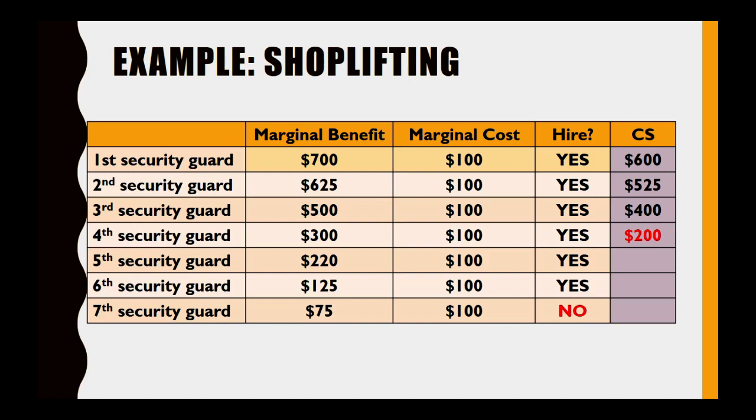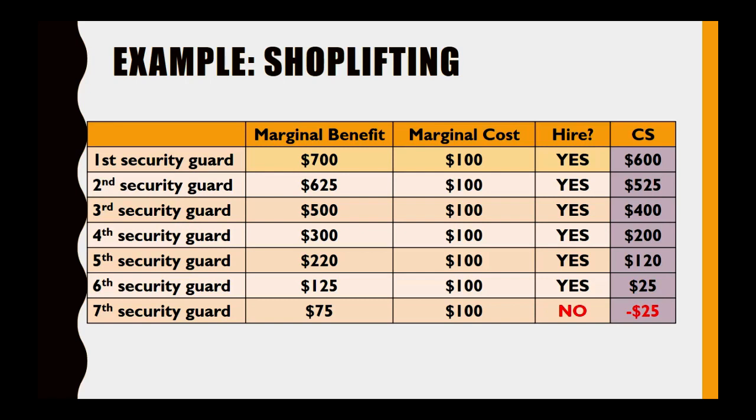The impact of the first guard's really big. The second guard's still pretty good, but it's diminishing, right? That makes sense. So, fifth security guard, 120. Sixth security guard, $25. So now we're getting to a pretty small consumer surplus. What do we see about the seventh guard? It's actually negative, right? Make sure you had a negative sign there.